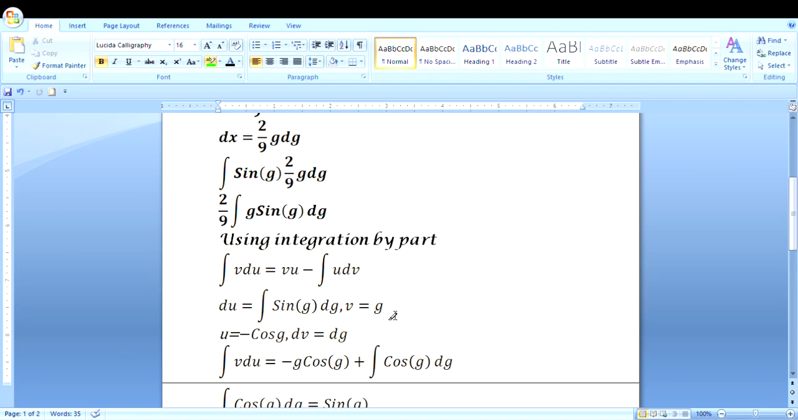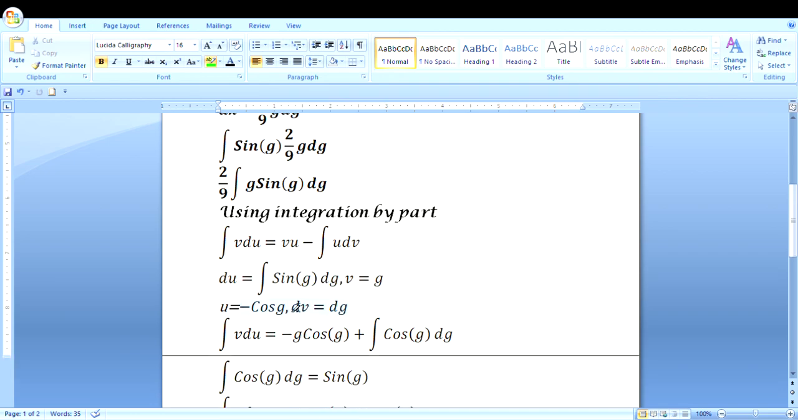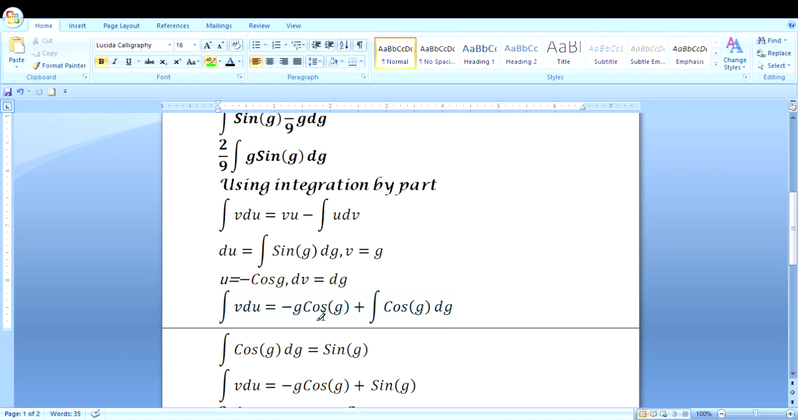So v is equal to g, so that du is sine g dg. To obtain u, we find the integral of sine g, and the integral of sine is minus cos. So u is equal to minus cos g, and to obtain dv, we differentiate v with respect to g, so dv is equal to dg. Here we substitute in the formula. This becomes minus g cos g plus, now the minus of u times this minus becomes plus, integral of cos g dg.